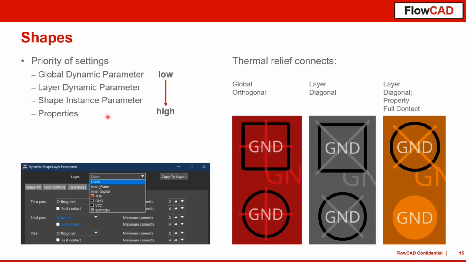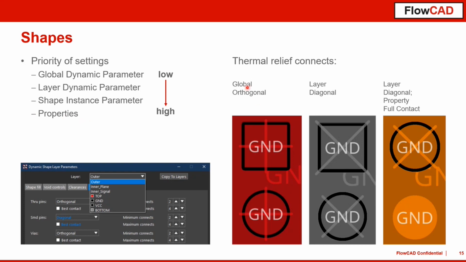So right mouse button click after you have selected the shape, and then instance parameter, and then you can change really the one dedicated shape. And even higher priority, the properties have. So they are overriding everything.